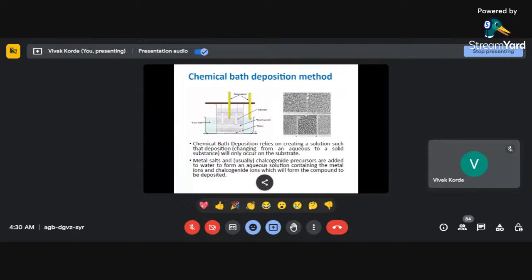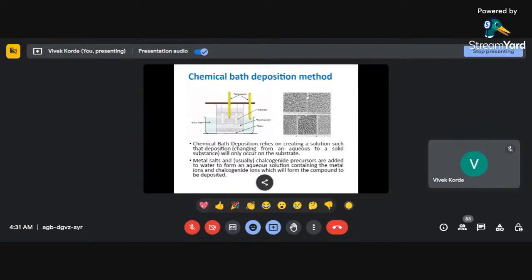Now here, the chemical bath deposition method is shown. This is a very simple method where two electrodes are immersed in the desired liquid. Initially, the researcher takes care over what stoichiometry of the various chemicals has to be taken, and then the solution is made. Then these electrode plates are immersed, and the substrates are also there, so this material will start depositing on them. Chemical bath deposition relies on creating a solution such that deposition will only occur on these substrates.